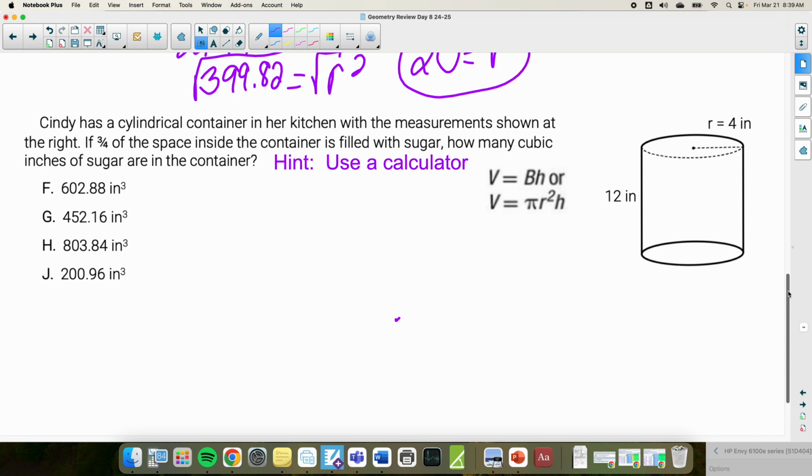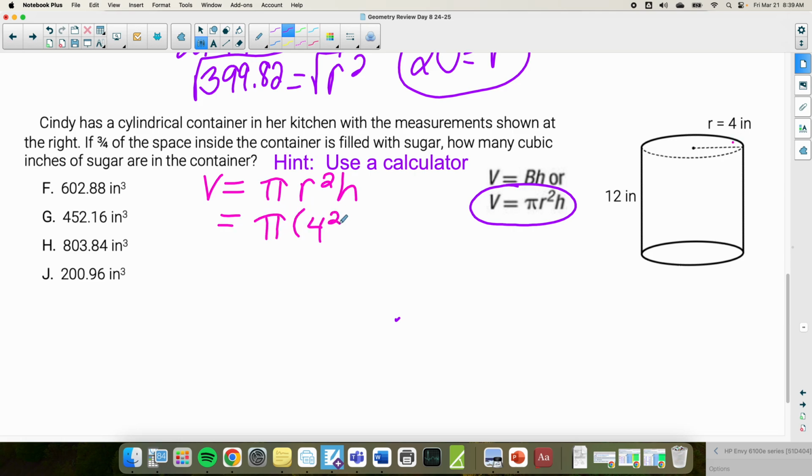Okay, so we first have to find the volume, and then what we're gonna do is take 3/4 of that volume. Okay, again, we have a cylinder, so we can use pi r squared h. So let's start with that. So volume is pi r squared h, and we can use a calculator. So we're gonna go pi, our radius is 4 squared, and our height is 12.